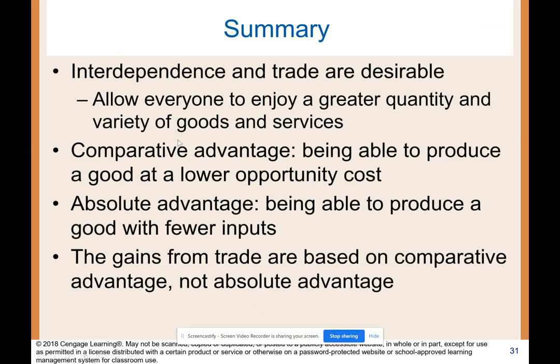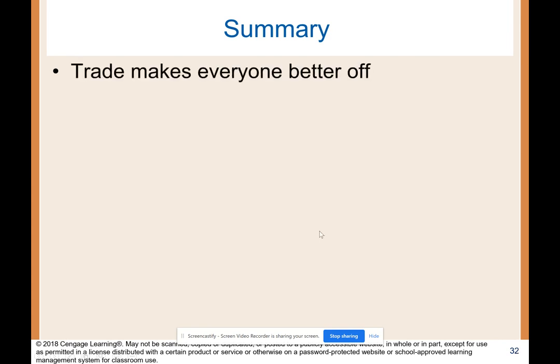Let us look at the summary. Interdependence and trade are desirable. They allow everyone to enjoy greater quantity and variety of goods and services. Comparative advantage is being able to produce a good at a lower opportunity cost. Absolute advantage is being able to produce a good with fewer inputs. The gains from trade are based on comparative advantage, not absolute advantage.